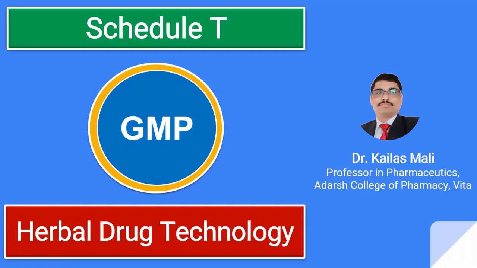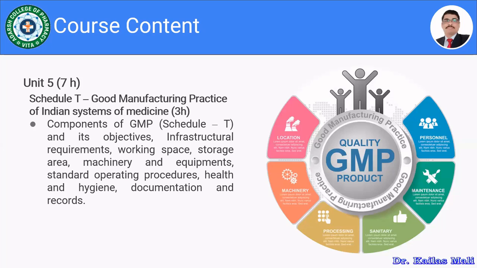So let us see the content related to Schedule T, the good manufacturing practices of Indian systems of medicine. Here we are going to discuss the components of good manufacturing practices, then the objectives of good manufacturing practices, then infrastructural requirements, the working space, storage area, machineries and equipment used to manufacture the Indian systems of medicine, then the standard operating procedures, health and hygiene, documentation and records. So these are the points which we are going to discuss in the session.